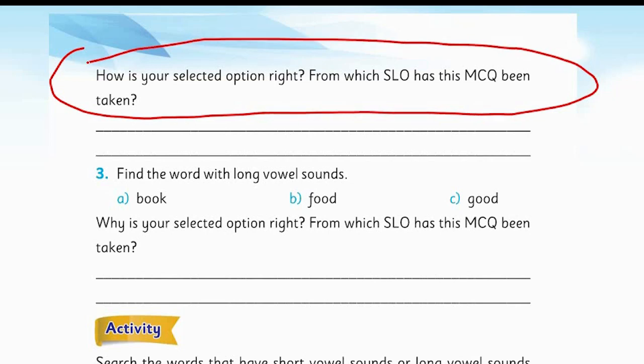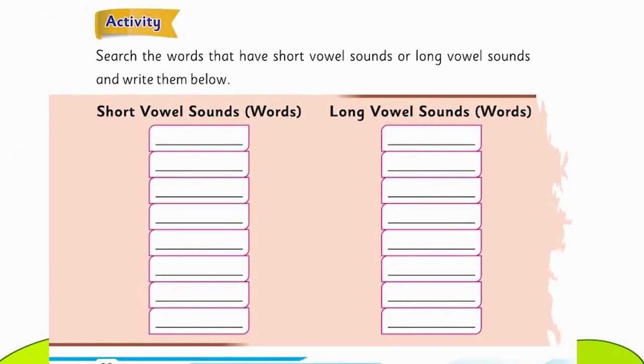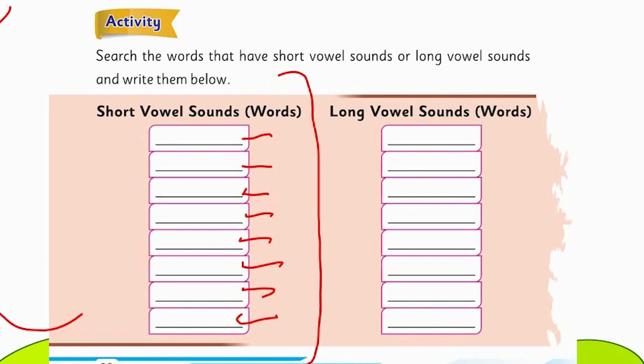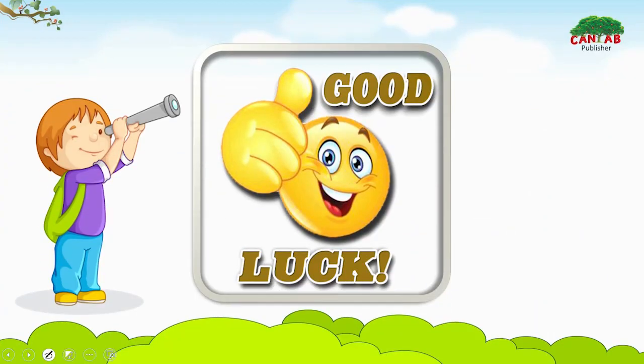The next one is find the word with a long vowel sound. Book, food, good. And after that, you have a very beautiful activity here. You have to pick up 8 short vowel sounds and 8 long vowel sounds. This was all about today's lecture.